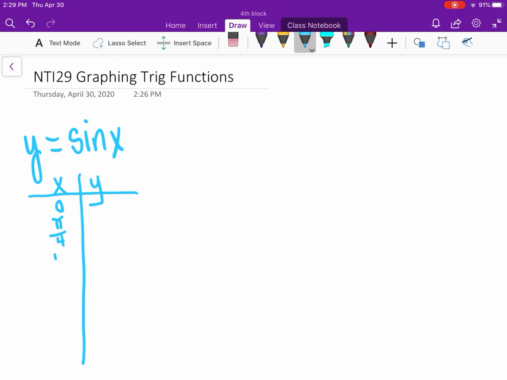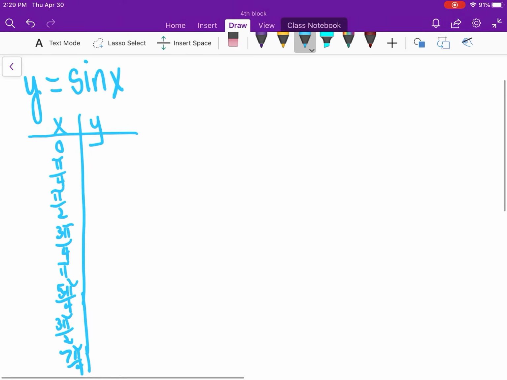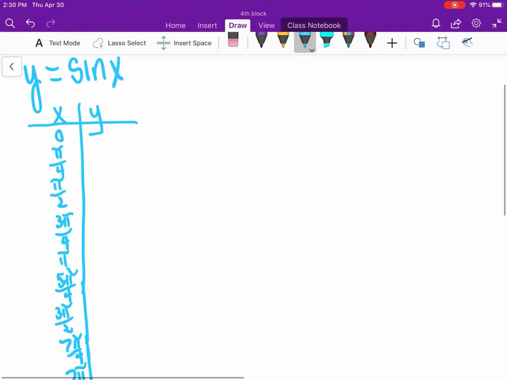But we're going to just put in for x 0, pi over 4, pi over 2, 3 pi over 4, pi, 5 pi over 4, 3 pi over 2, 7 pi over 4, and 2 pi. Okay, so when you find the y value, you're just going to substitute in what we have for x and then figure that out.